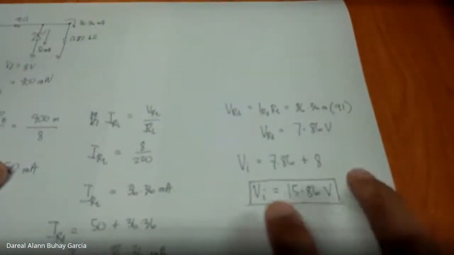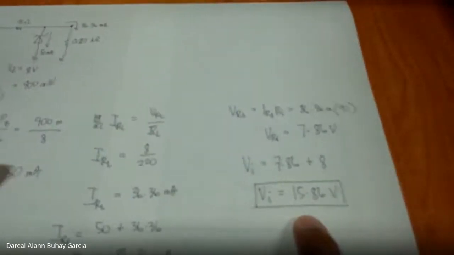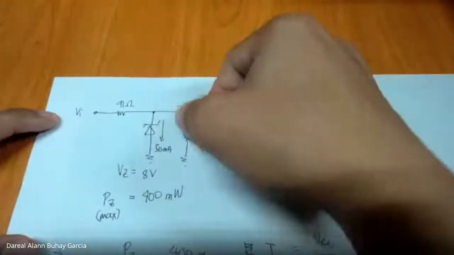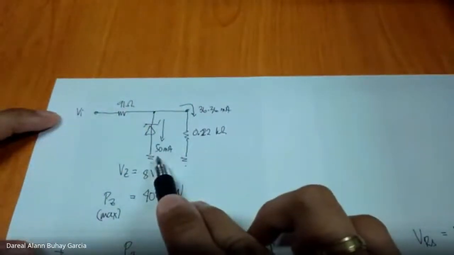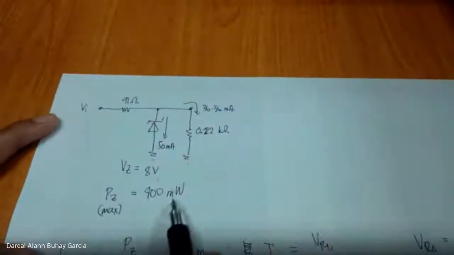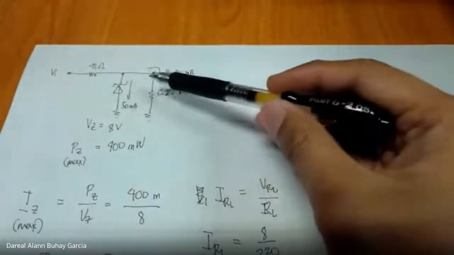So this is the maximum VI allowed. If it goes over by a little, let's say 16, the current flowing in our zener diode will be 51 milliamperes. That is too much, since 51 times 8 is more than 400 milliwatts. So it will break down, so this is the maximum voltage. Now we solve for the minimum, which can be as low as just above 0 or 1 volt, of course.